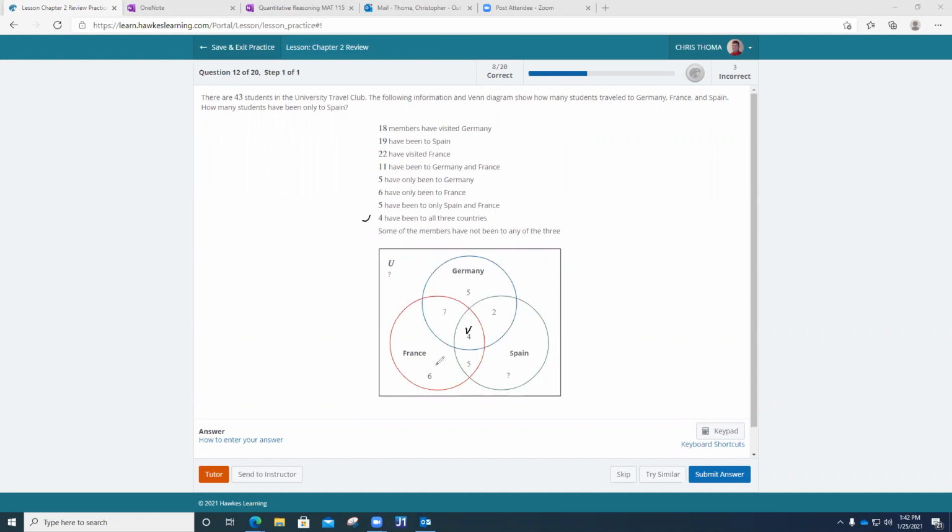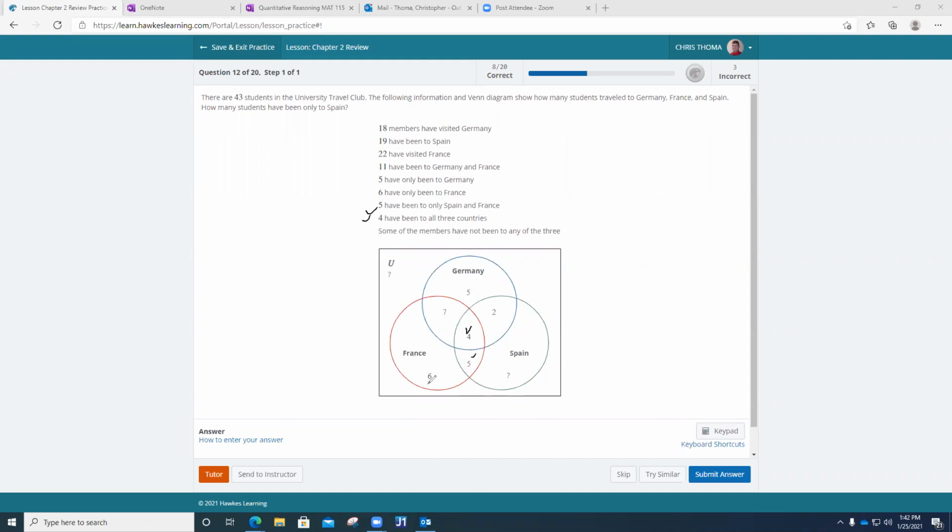Right here at the bottom, Spain and France, only those are the 5 that have only been to both. Now, the word "only" is why it goes out there. If it was Spain and France, it would be the full circle like we just did a minute ago. But because it's only, then it's just a little piece of number out here.